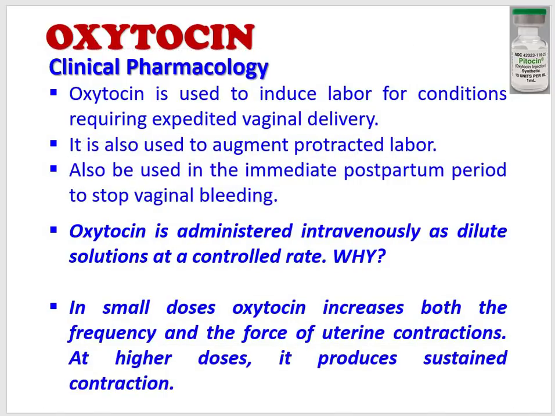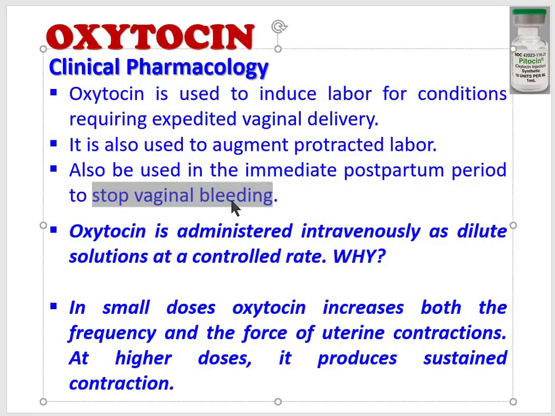So the question is, if there is a pregnancy and you need to augment protracted labor, would you use a small dose or a large dose? Definitely you want to use a small dose for protracted labor, but in case of stopping vaginal bleeding, then you need higher doses.